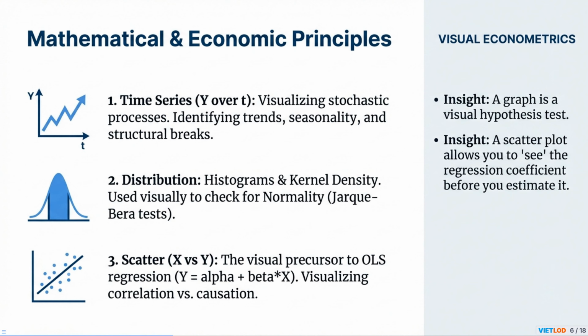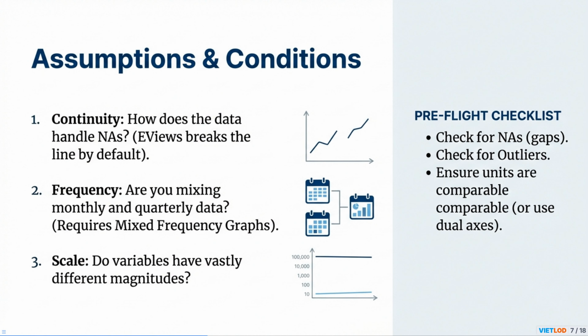A scatter plot of x versus y is the visual precursor to an OLS regression. It allows you to see the relationship, represented by the coefficient beta in the equation y equals alpha plus beta times x, before you even run the regression. Beyond these specific graph types, an important insight in visual econometrics is that a graph is a visual hypothesis test in itself. Moreover, a scatter plot specifically allows you to visually see the regression coefficient before you formally estimate it, providing immediate intuition about the relationship between variables.